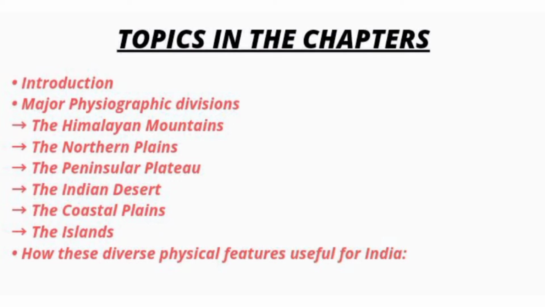Topics in the chapter are: Introduction, Major Physiography Divisions, the Himalayan mountains, the northern plains, the peninsular plateau, the Indian desert, the coastal plains, the islands, and how these diverse physical features are useful for India.